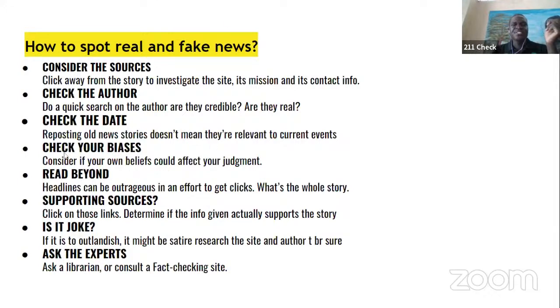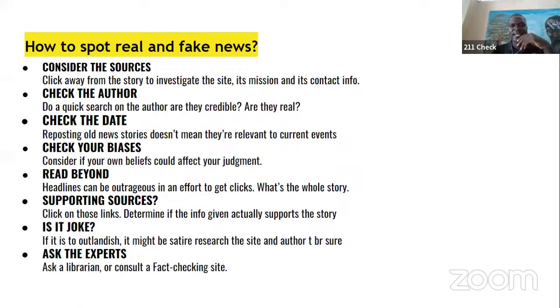And also you check your biases. You consider if your own beliefs could affect your judgment about a particular story. When you check your biases, it can be a great deal in helping you spot real and fake news. And then always read beyond the headlines.